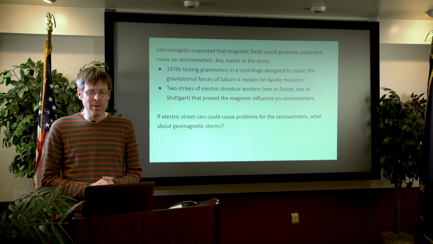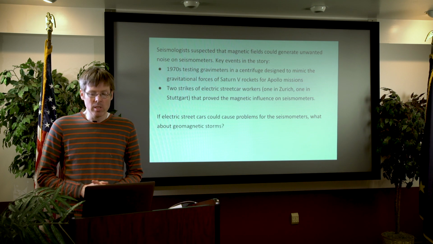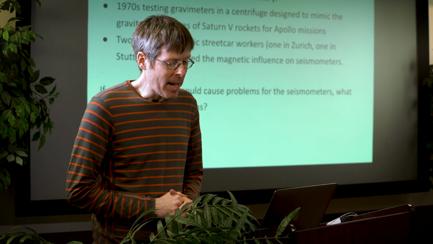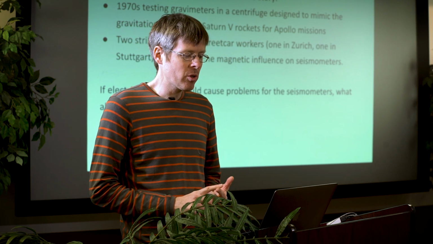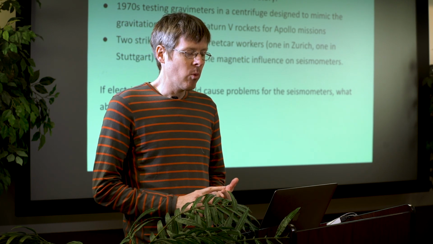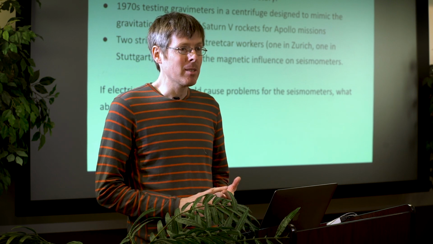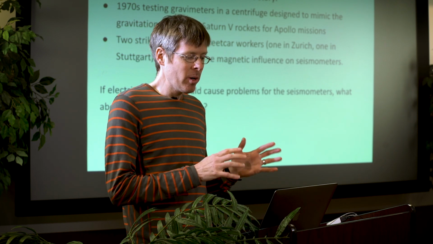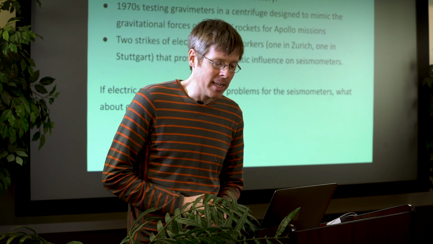Some of the key interesting events in the story: in the 70s, testing gravimeters in a centrifuge designed to mimic the gravitational forces of the Saturn V rockets for Apollo missions, they found this magnetic susceptibility. There were also 2 strikes of electric streetcar workers, one in Zurich and one in Stuttgart, that proved that magnetic influence on seismometers. In other words, when the workers went on strike, the noisy signal that they'd always been seeing disappeared, and they could tell that it was of magnetic influence.